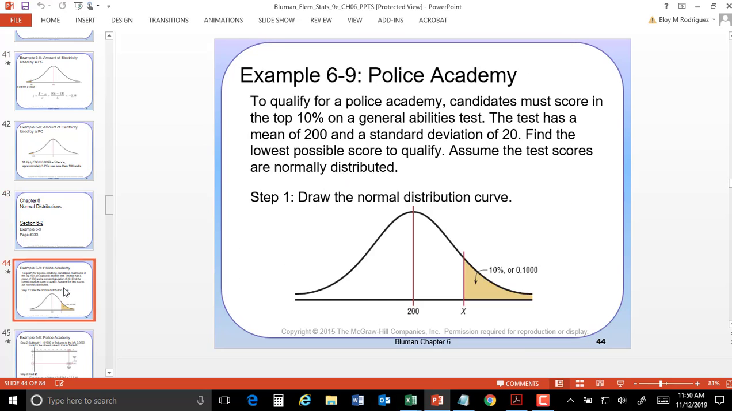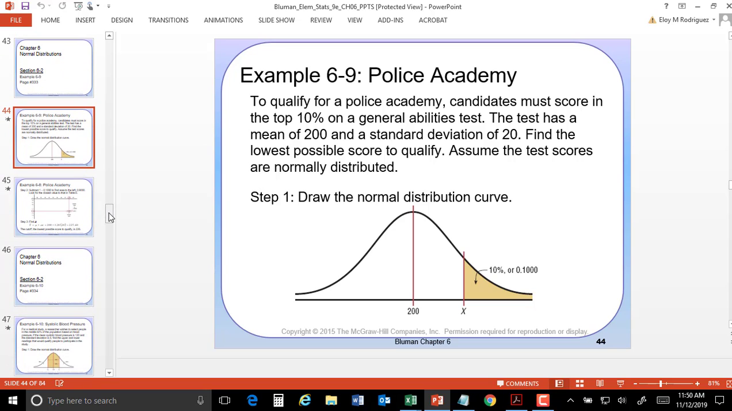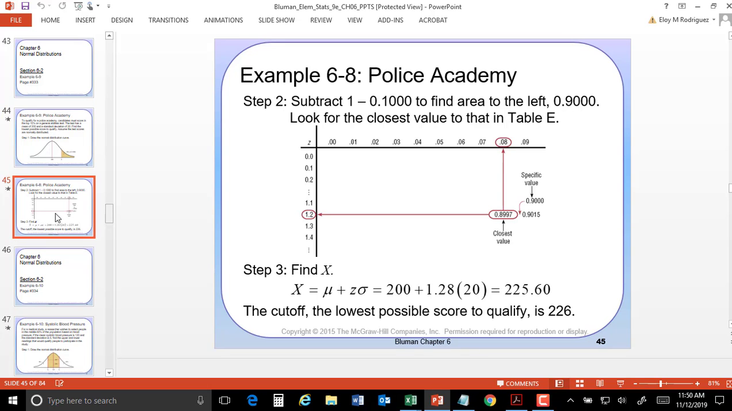Well, are there any questions on how to do the area? Anything that goes this way forward, remember your table's going this way. You have to subtract from 1. And this is how you look at it in the table, same kind of idea. Okay.